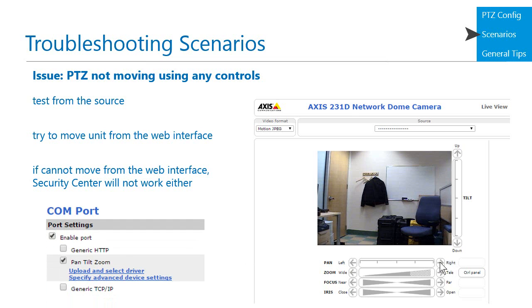Now some manufacturers have specific settings that need to be changed as well. For example, to be able to use an Axis PTZ from the interface, we commonly need to set the COM port to pan tilt zoom. For use with Security Center, this setting should be the generic TCP/IP, which is underneath it, so don't forget to change it back to this after testing the unit.